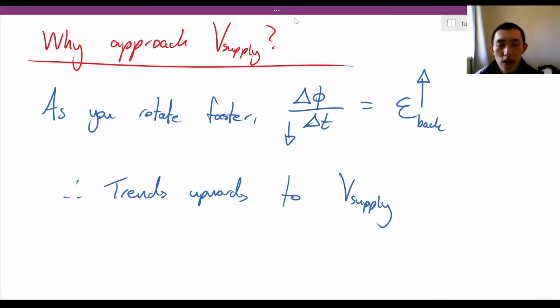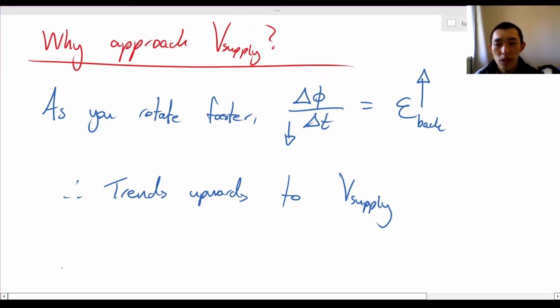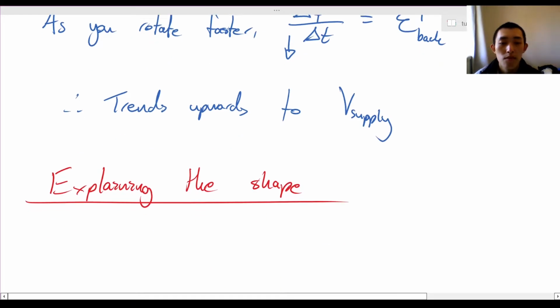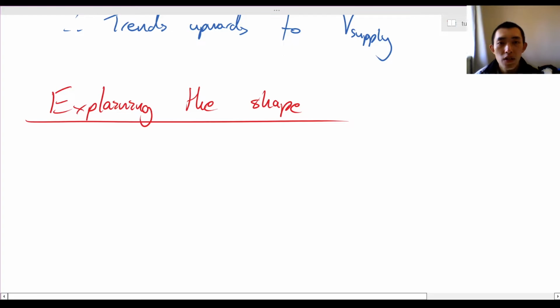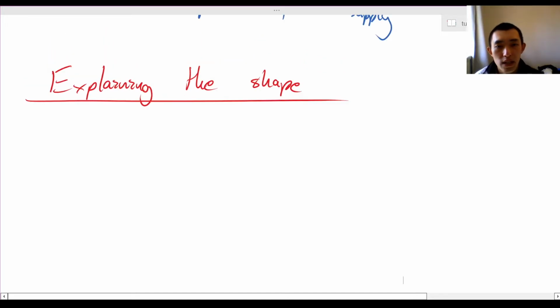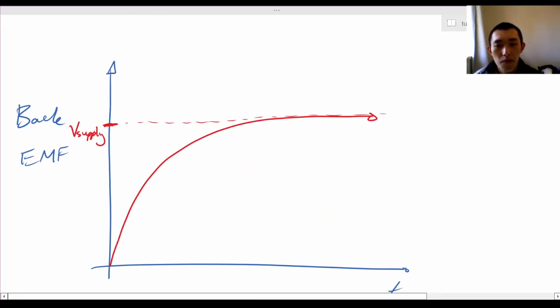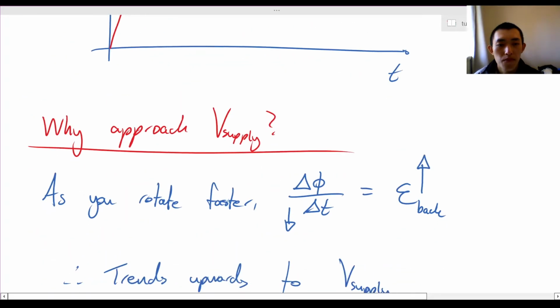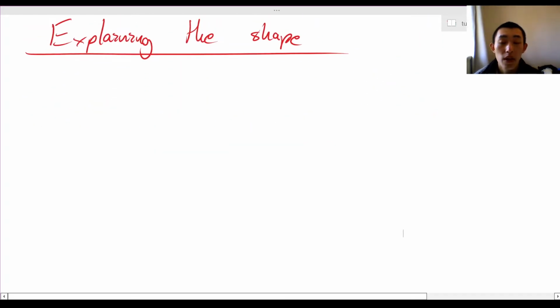The second question that we're going to answer is, what about the shape? So let's try and explain the shape to ourselves. Why does it have this curve where initially you can see that it's rising very rapidly, and then it rises slowly? Why is that?